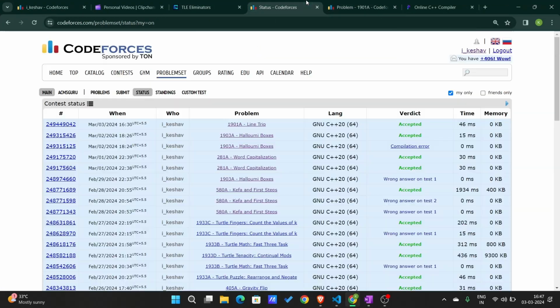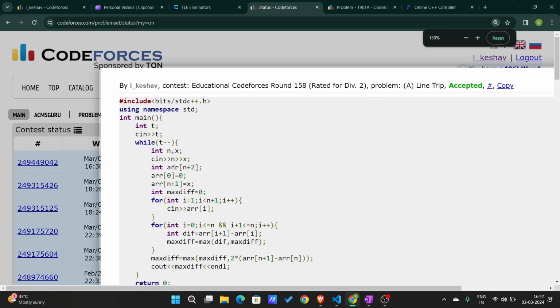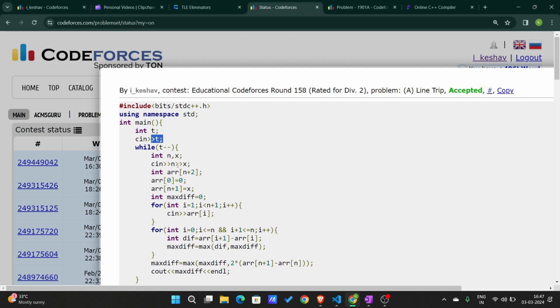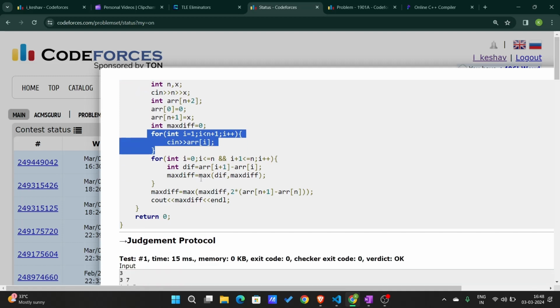I will show you the solution which I have submitted just now. What I am doing here is first taking the number of test cases t, then taking the values of n and x. Now I will take an array of size n plus 2. At the 0th index I will insert 0, and at the n plus 1th index I will insert x. Now I will calculate the maximum difference between all those, so for that I need to take the input of all the array elements.